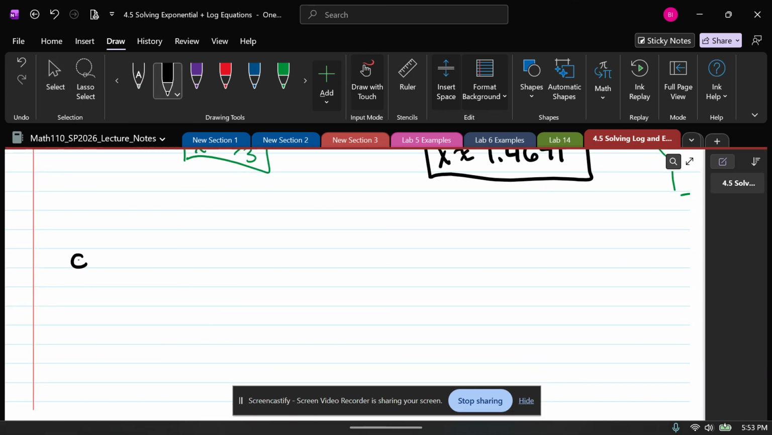So let's go to example C. Let's get a new one here. Let's say we had 11 to the x power is equal to 32.